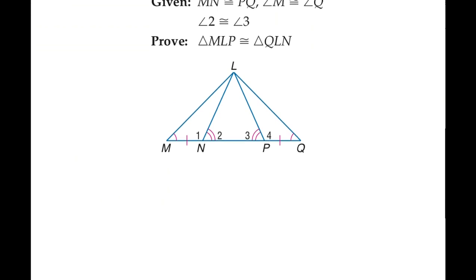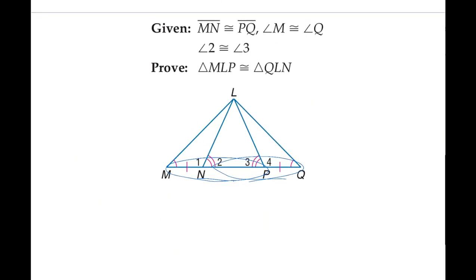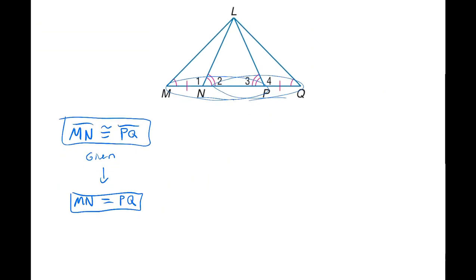But I'm going to do segment addition postulate. I want to show that this is the same as this. Okay, so let's go ahead and do that. So we're going to start with, we've got MN is congruent to PQ. Okay, so that was a given. Okay, and then we're going to go ahead and say that means MN is equal to PQ. Okay, that's the very definition of congruent segments.